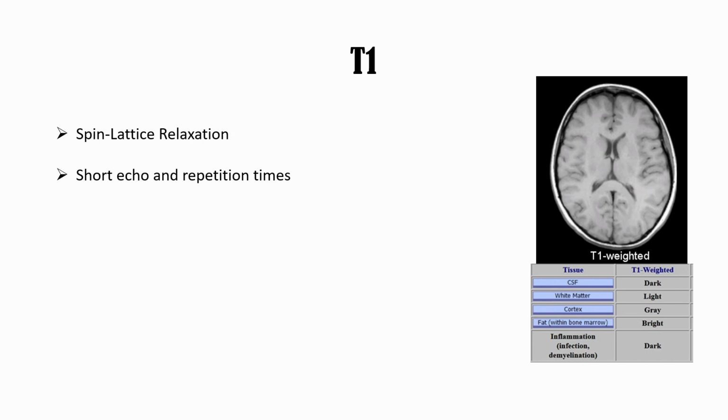The way this scan works means that it gives a much lower water signal than a fat signal. Contrast agents also give a good signal when being used with this technique. This photo with its key shows what a T1 scan of the brain looks like.